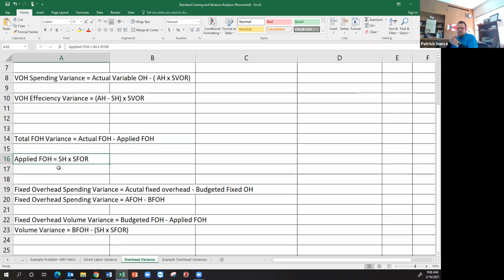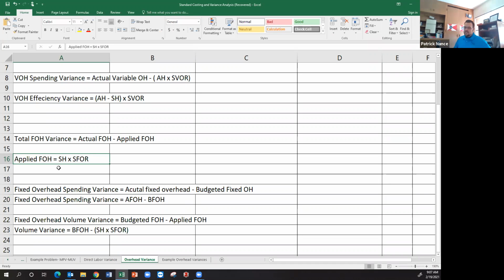So our fixed overhead spending variance asks: did we spend more than we anticipated on our fixed overhead specifically? So that's our actual fixed overhead minus our budgeted fixed overhead. Our volume variance asks: if there was a variance, was it due to the fact that the quantity that I used was different from what I anticipated? So we have our budgeted fixed overhead minus our, in this case, standard hours.